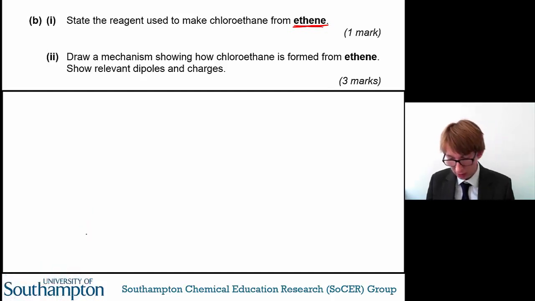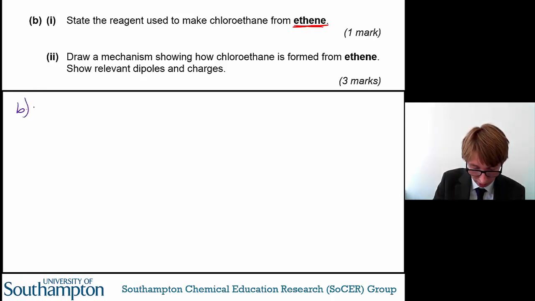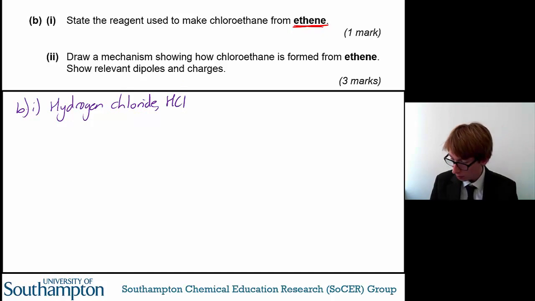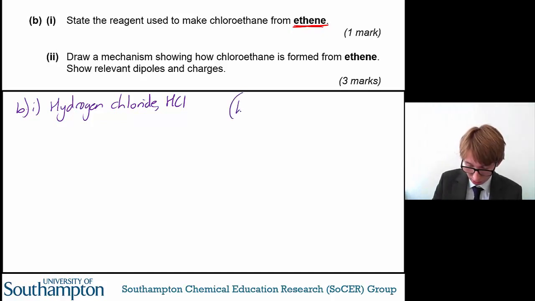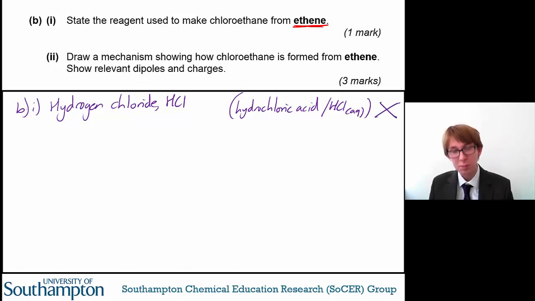So to make chloroethane from ethene, you need to use hydrogen chloride. So the answer there is hydrogen chloride, or HCl. Yeah? If you write hydrochloric acid or HCl aqueous, so if you were to write either of these, you would not get the marks, okay?